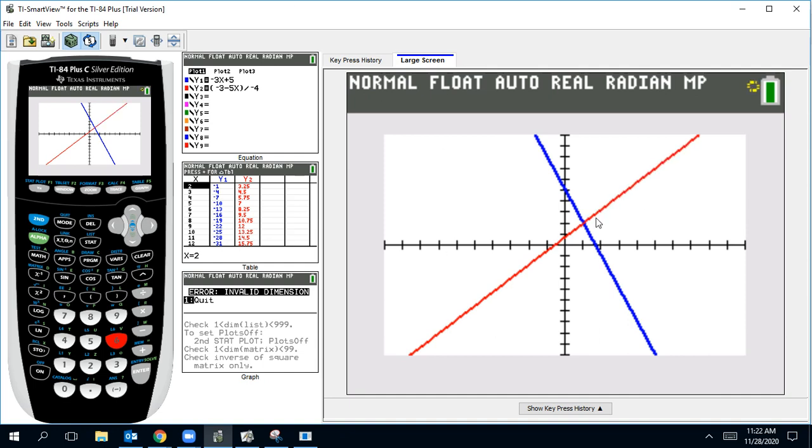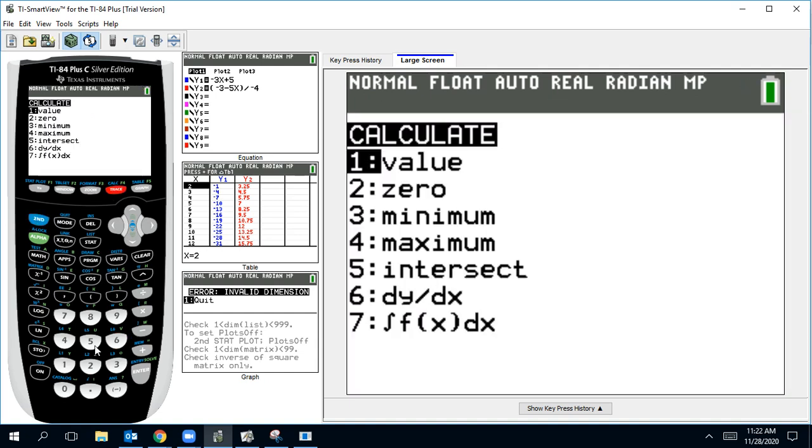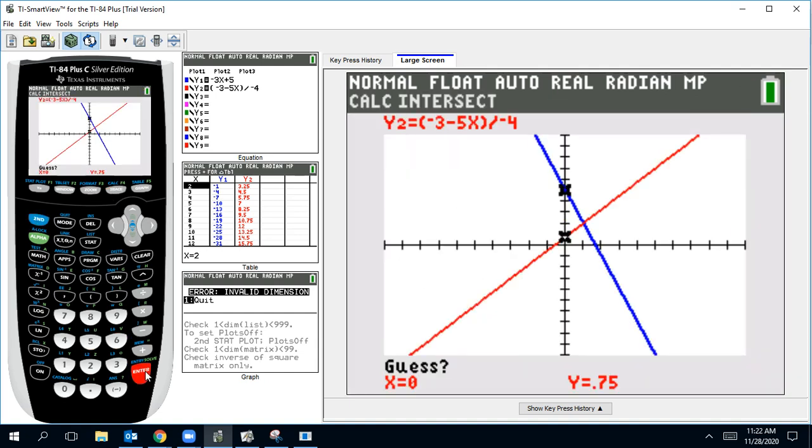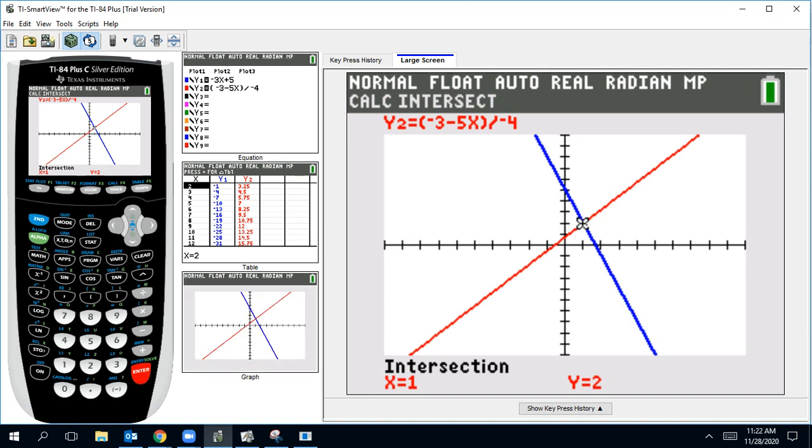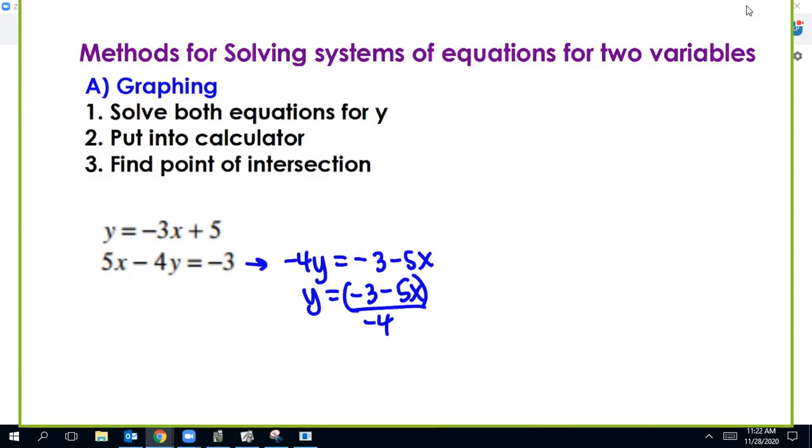And then to find that intersection, that's where the solution is, where they intersect. So second trace 5, enter, enter, enter. And our solution is going to be 1, 2. So we can write it like (1, 2). It's an ordered pair, and that's the solution that satisfies both equations. And so that is our solution here.